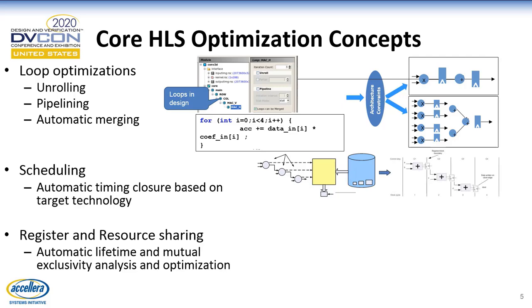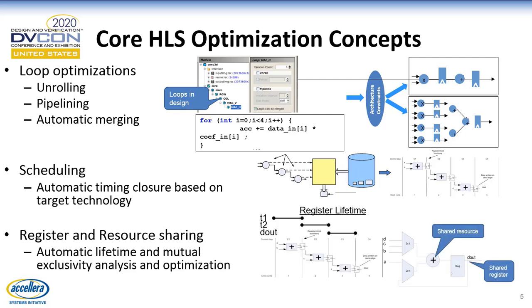The next thing that it does is that based on your target technology, it will schedule operations across those clock cycles and allocate basically the most efficient resources to implement all the functionality that needs to be implemented in your design. And then lastly, what it does is register and resource sharing. So it will automatically look at the lifetime of data and when various operators are needed, and it will share those resources across clock cycles and minimize the register cost so that you have a smaller design.